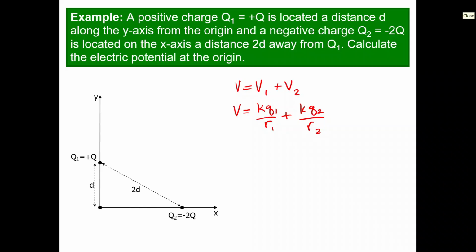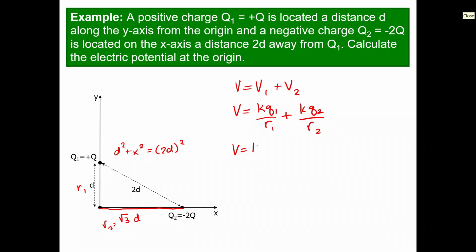In order to find this distance R2, since we've already done that triangle, you would use the Pythagorean theorem. It's the square root of 3 times d, but you do that by doing d squared plus x squared is equal to 2d squared. You'd find that that side is equal to the square root of 3 times d. So that is going to be our R2. R1 is going to be d. And we've got our Q1 and our Q2.